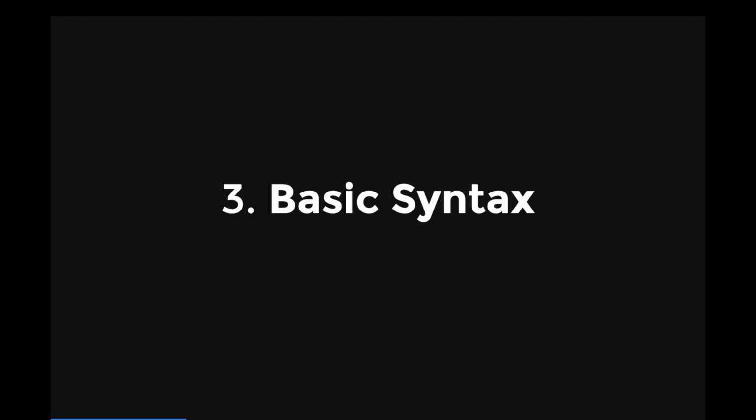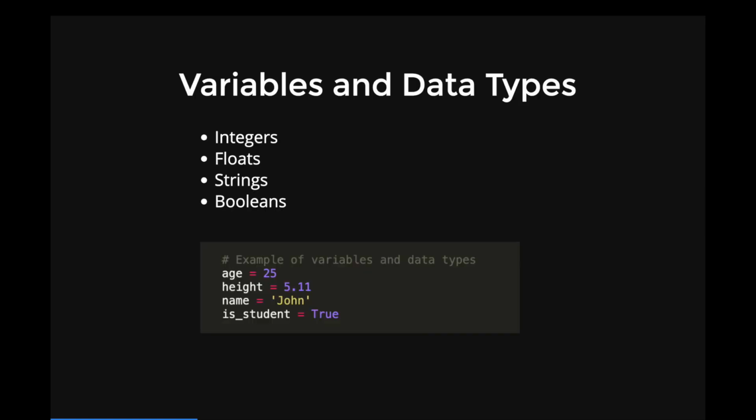Basic syntax. In this section, we'll cover the fundamental building blocks of Python syntax. Understanding these basic concepts will lay a solid foundation for writing Python code. First, let's go over variables and data types. Variables are used to store data in Python. You can think of variables as containers that hold values.